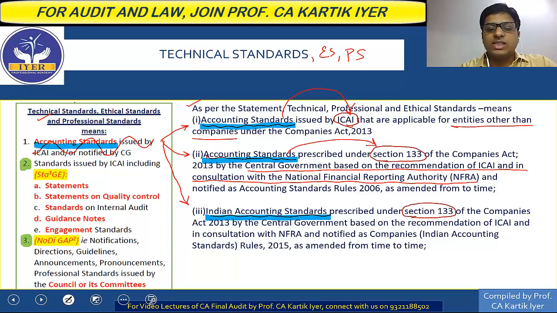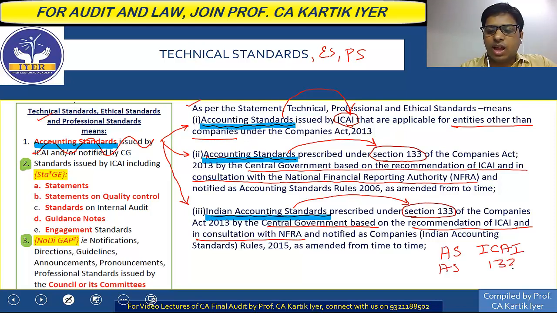Now the next part is very important, that is in relation to Ind AS. So what are they saying here? Indian accounting standards prescribed under section 133 of the Companies Act 2013 by the central government based on the recommendation of ICAI and in consultation with NFRA and notified as Companies Indian Accounting Standards Rules 2015 as amended from time to time. So how do you remember the simple point? AS ICAI, AS 133, and finally Ind AS 133. Very easy to remember, 133. That will cover the initial 3 points of the area that you have to remember.